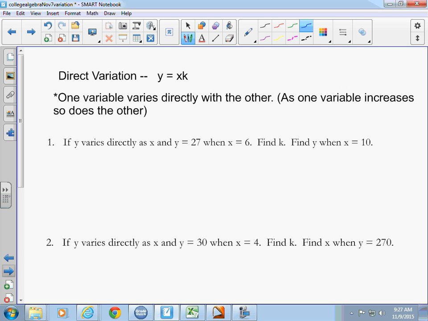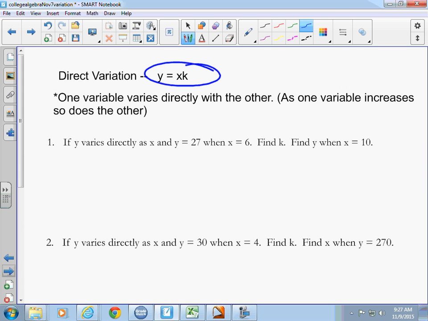When one variable varies directly with another, it's called direct variation. What that means is as one variable increases, so does the other. If y varies directly with x, then this is the equation we're going to set up: y equals x times some constant k. So y equals some constant times the variable x. We're going to look at how we can use that to solve some direct variation problems.